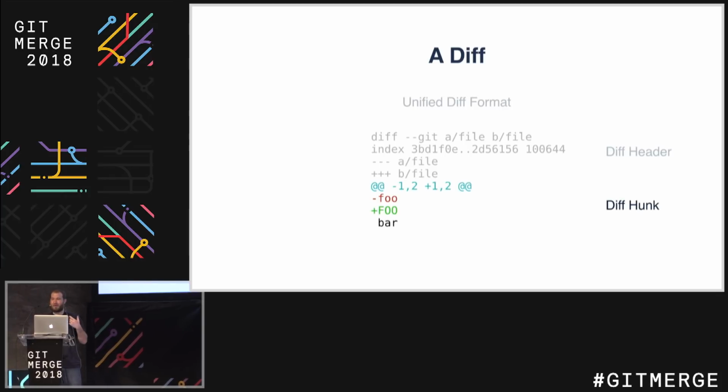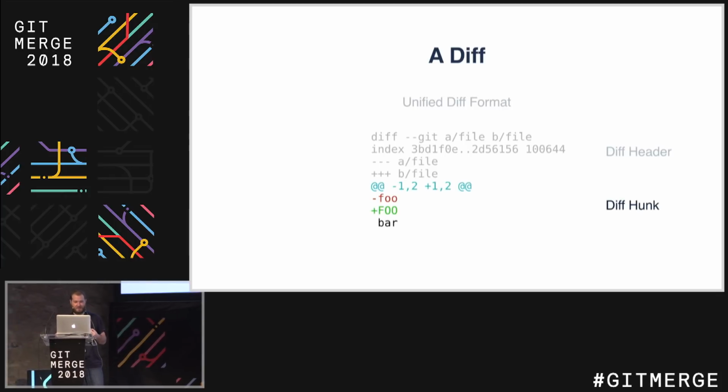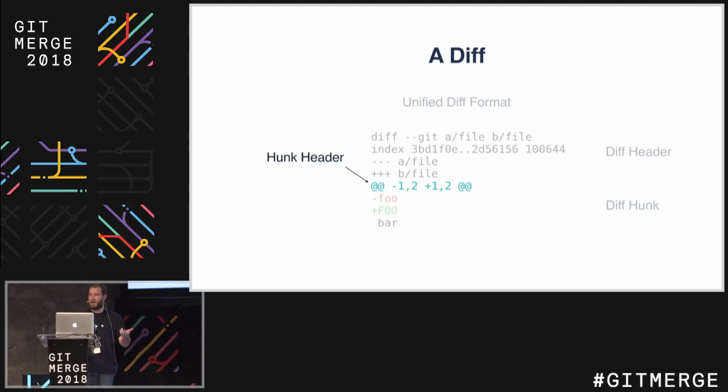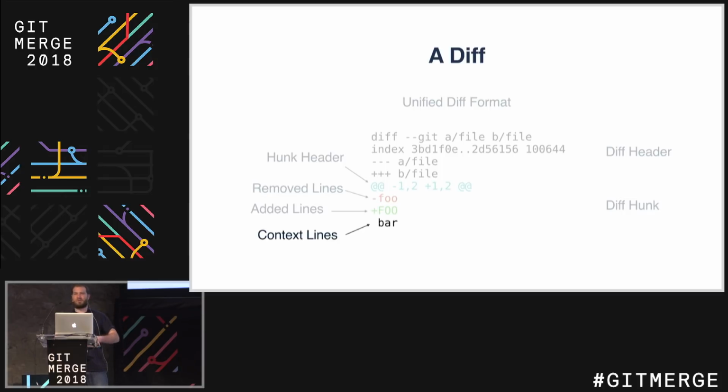Diffs normally have one or more diff hunks, and a diff hunk has all the changes that you would expect to see in a diff, like the important part. And a diff hunk has a hunk header, which tells you where those changes are occurring, and it of course has all the added lines and removed lines that you would expect to see. And it often has context lines, which are just unchanged lines. So hopefully none of that is too new for anybody, but that's unified diff.